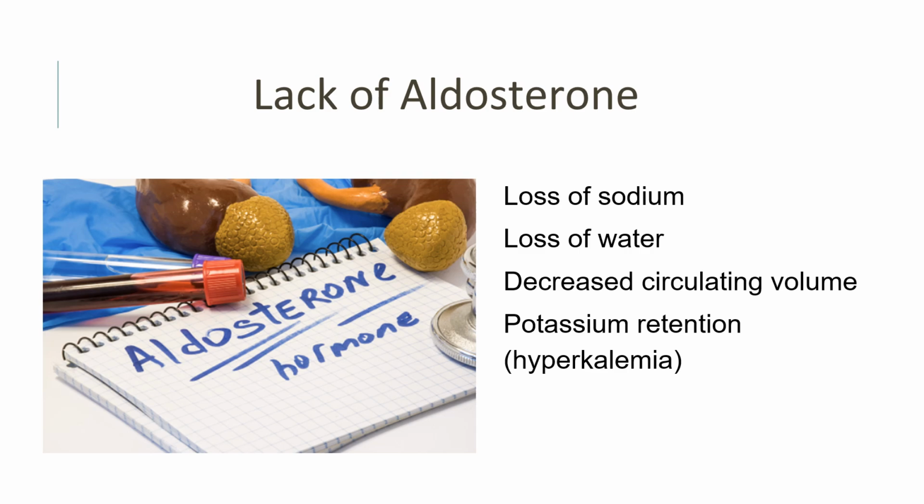So it makes sense when we have lack of aldosterone, we're going to have the opposite of everything we just described, right? We're not going to have that increase of sodium. We're going to have loss of sodium, which then water is going to follow it. So we're going to have a decrease in circulating volume. We're not going to have that automatic regulation of blood pressure. We're also going to, of more concern, have potassium retention, and that can lead to a whole host of issues.